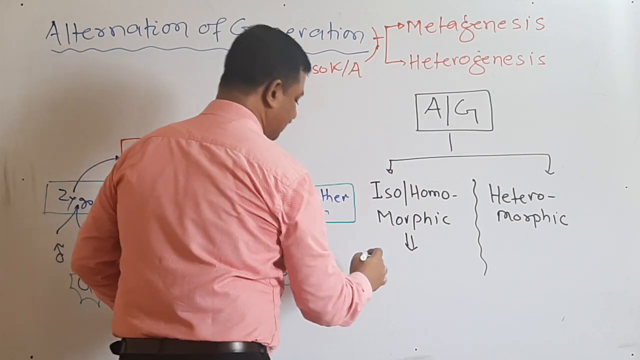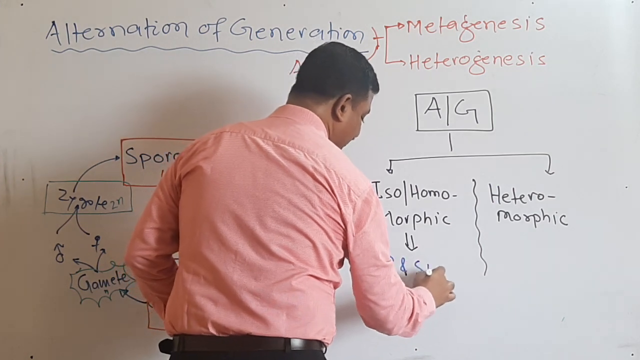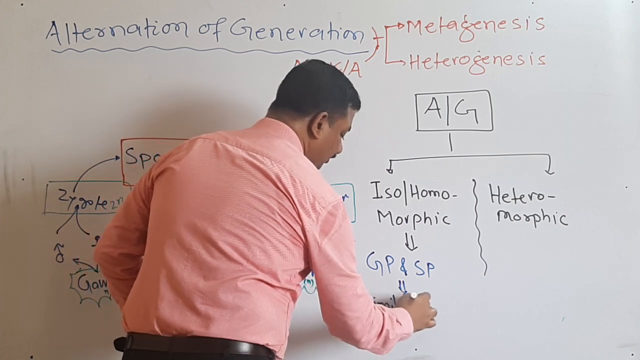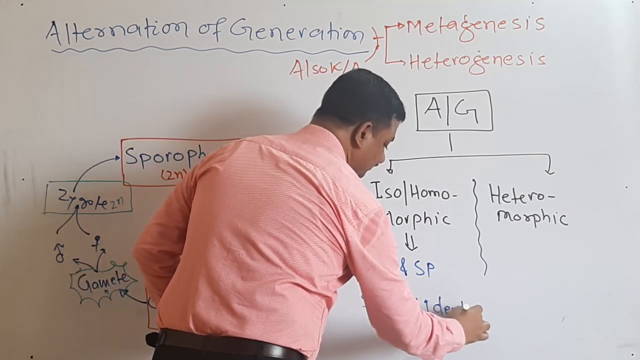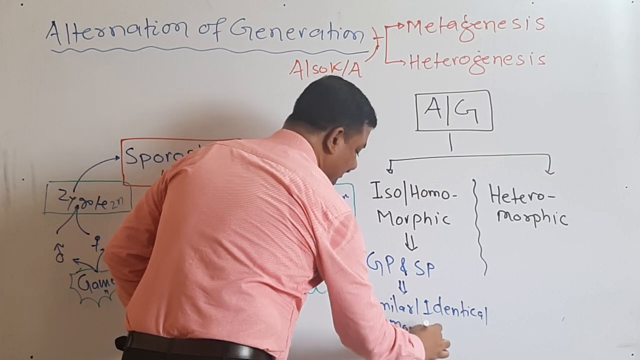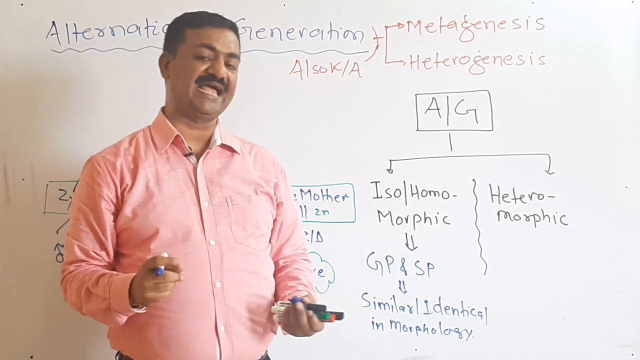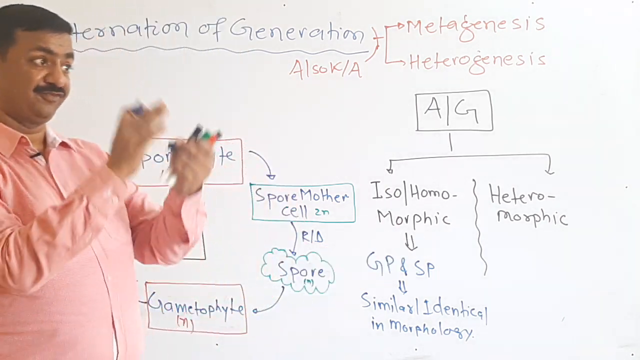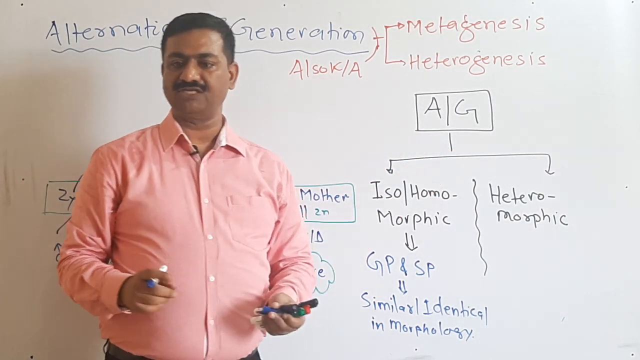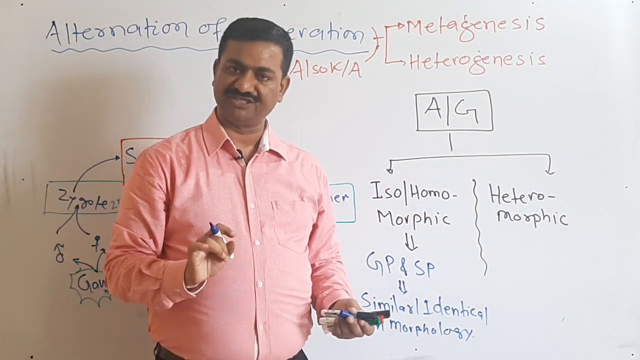isomorphic alternation of generation, we have a gametophyte and we have a sporophyte, and both are similar, both are identical in external appearance, that is morphology. So if you are finding both the phases of the plant, sporophyte and gametophyte, morphologically identical, then you will say this alternation of generation is called isomorphic or homomorphic alternation of generation, right?